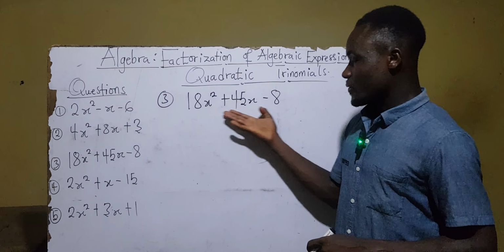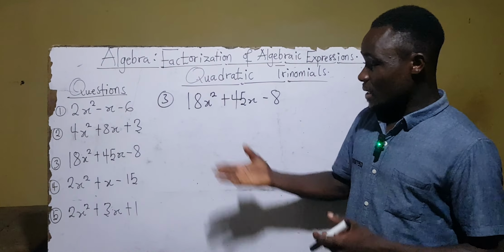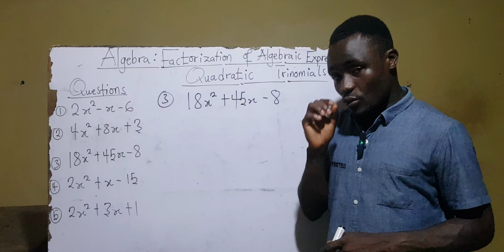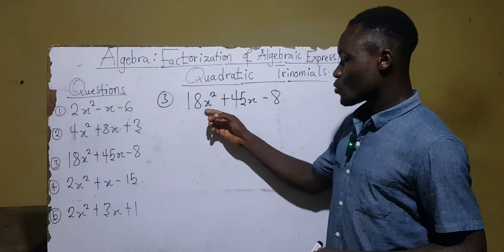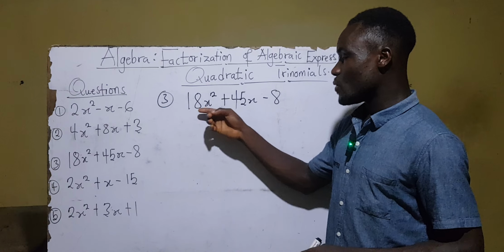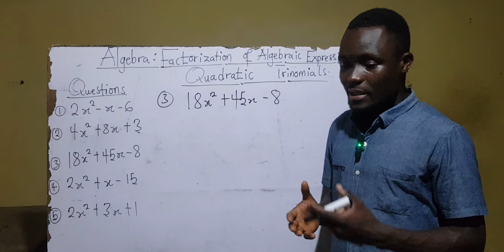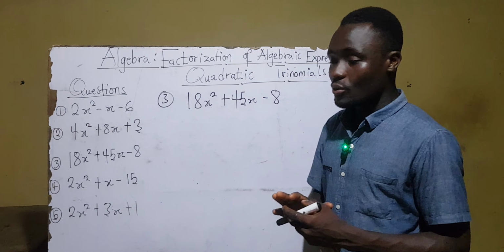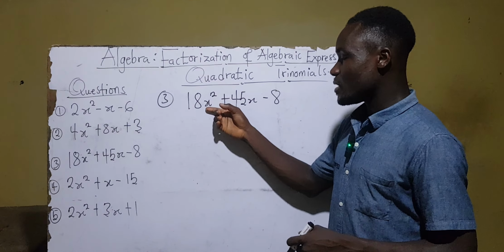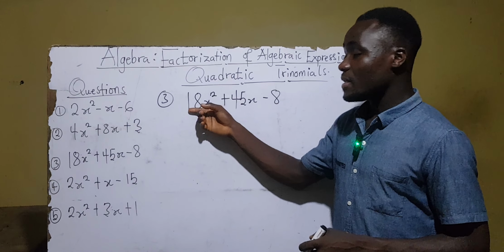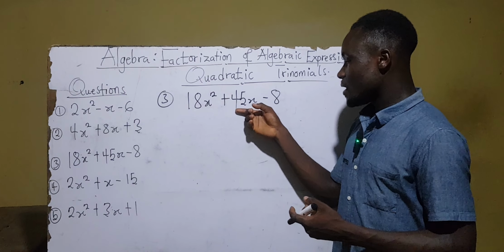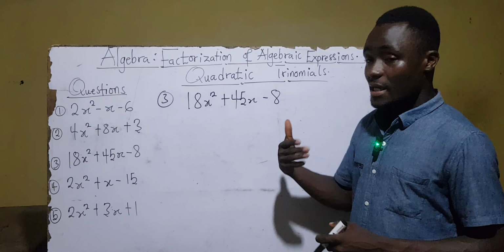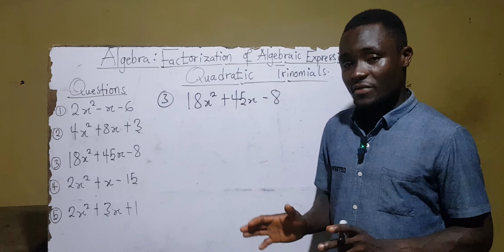So how do we factorize this? To factorize this, we always need to consider the coefficient of the variable squared. Here we have x squared, and the coefficient is 18. When I say coefficient, I mean a number that is attached to a variable. So here 18 is attached to the variable x squared, so 18 becomes the coefficient. Over here too, we have 45 attached to the variable x, so 45 here becomes the coefficient. I believe you are getting that.